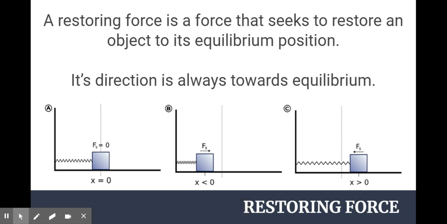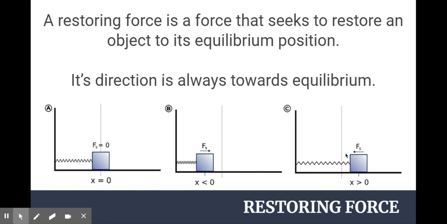So if we look at A, here our object is at equilibrium. All right, it's at position 0, which is typically where we define our equilibrium position. And so because it's at equilibrium, there's no need for a restoring force. It doesn't need to be restored to equilibrium. It's at equilibrium. If we look at position B, this spring has been compressed now. And so the restoring force will push on this block back towards equilibrium. And if we look at C, here we have the spring has been stretched. And so the restoring force is again going to try to pull the block back towards equilibrium.